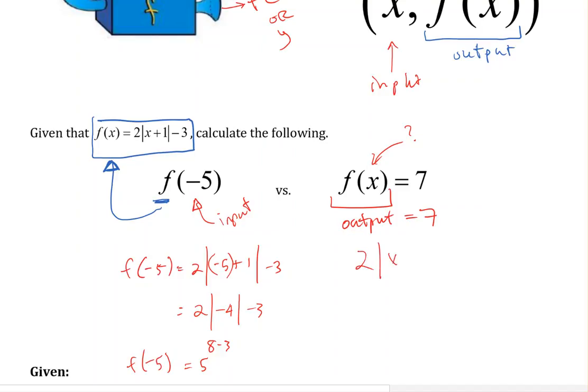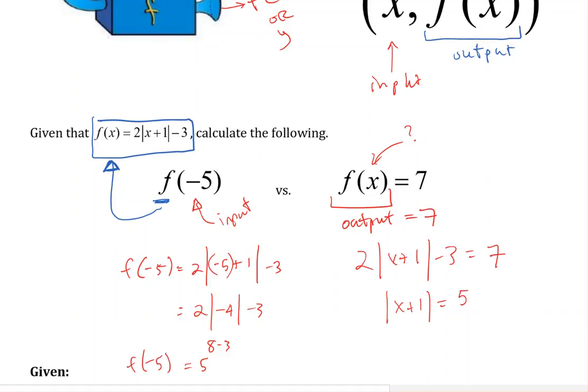We instead want to take our function, 2 times the absolute value of x plus 1 minus 3, and set it equal to our output so that we can solve. Add 3 to both sides, divide by 2. We always want to isolate that absolute value first. So the absolute value of x plus 1 equals 5.